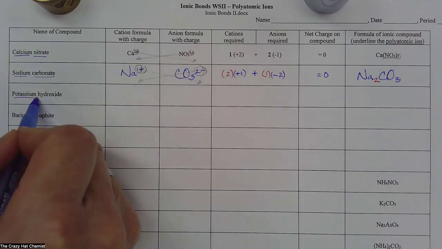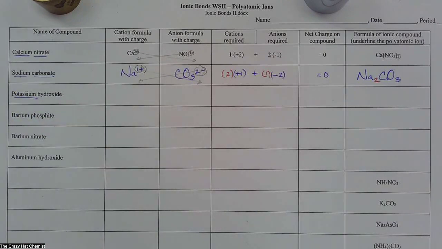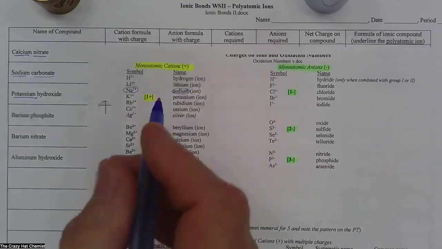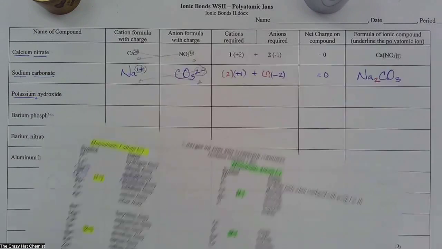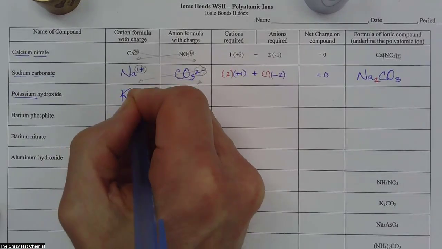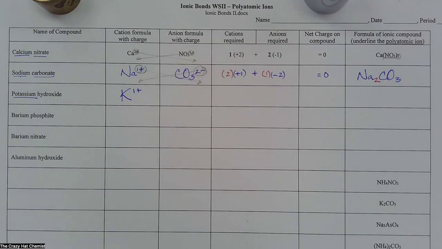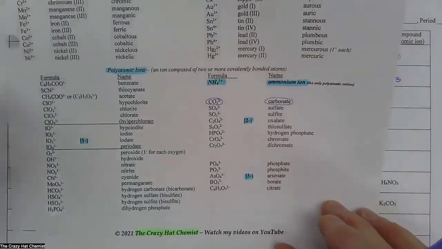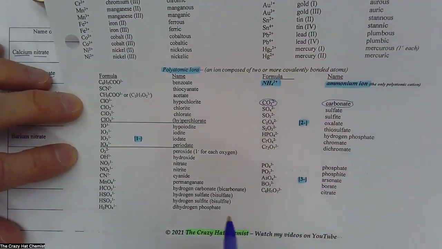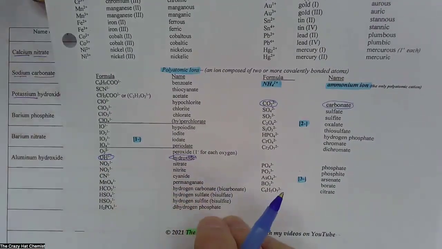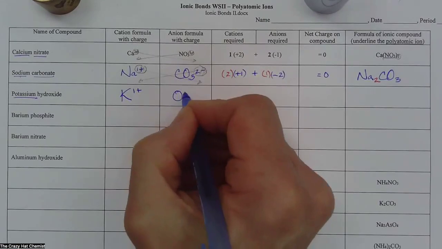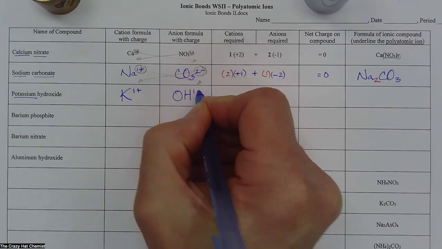The next one is potassium and then hydroxide. Potassium is right here, and that's a K with a 1+. So I'm going to write a K with a 1+. And then I'm going to find hydroxide. Of course, that is a polyatomic ion because that's what we are talking about here today. That's hydroxide, and that's an OH1-. So that's an OH and a 1-.